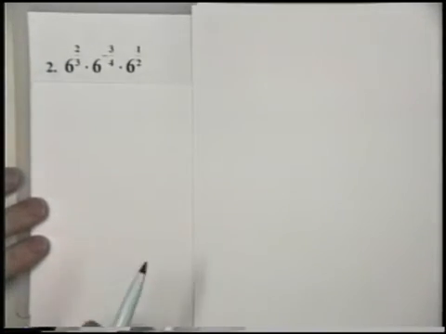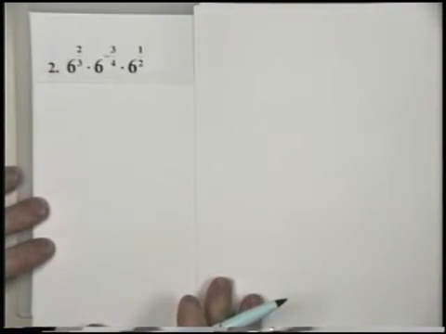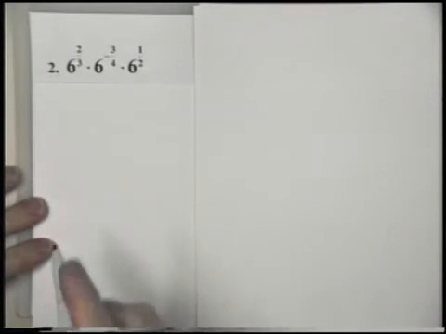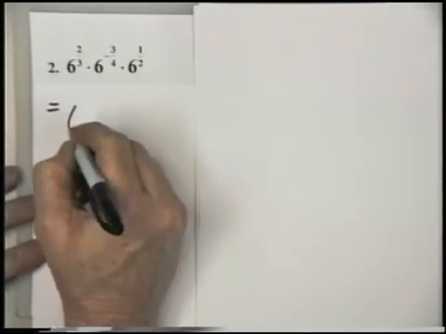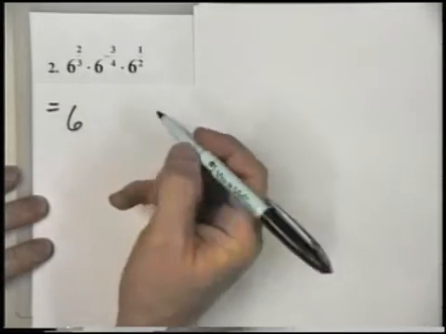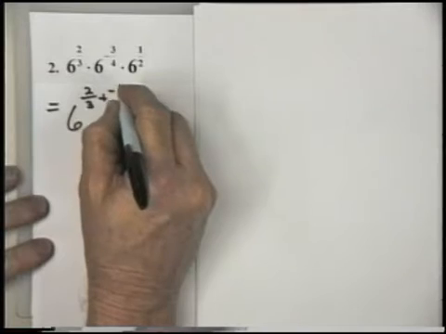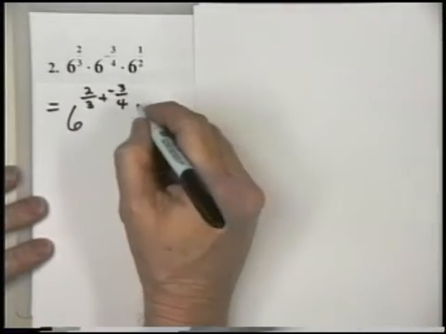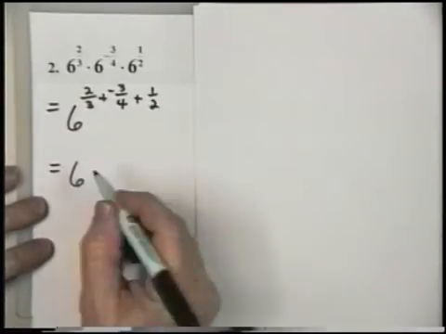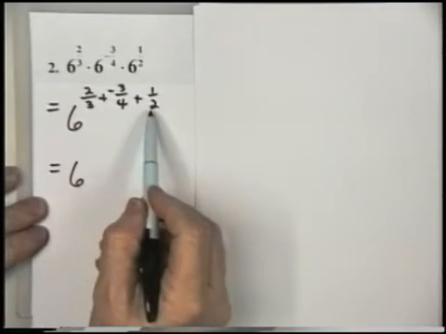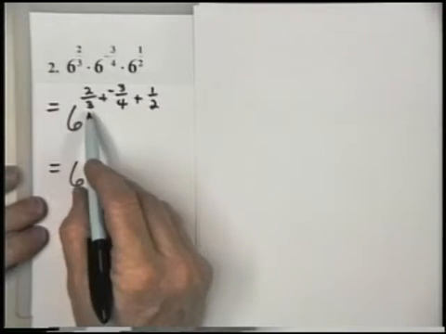Quite similar. We've got all powers of 6 here. And since they're all powers of 6, we can use the first law of exponents and write that as 6 raised to the sum of those exponents: 2/3 plus a negative 3/4 plus 1/2. And then it's just basic arithmetic. All you've got to do is add those fractions together.